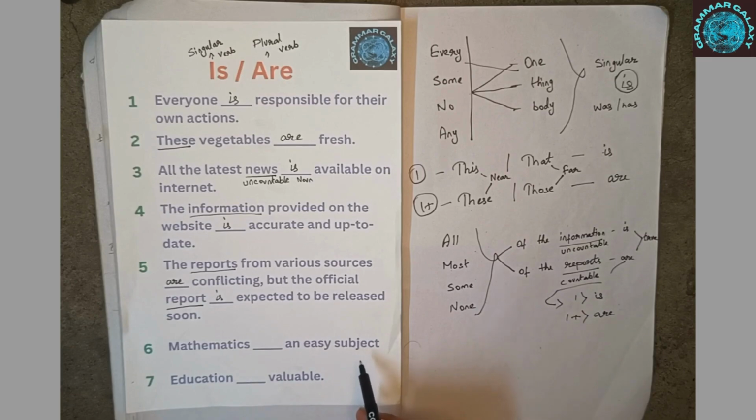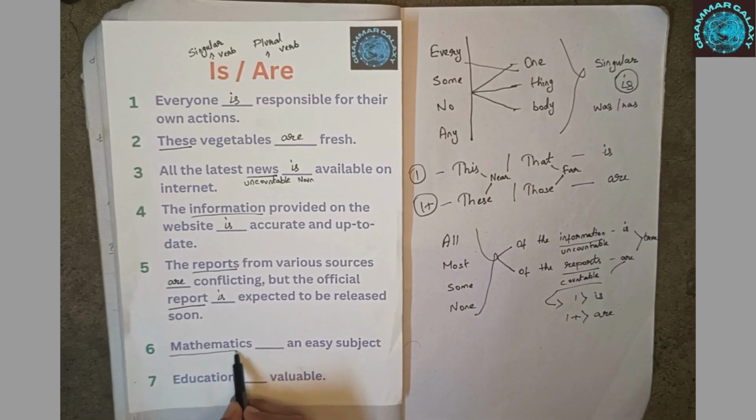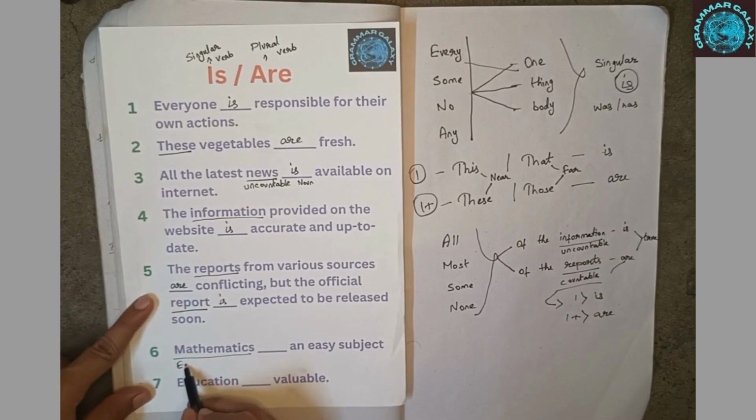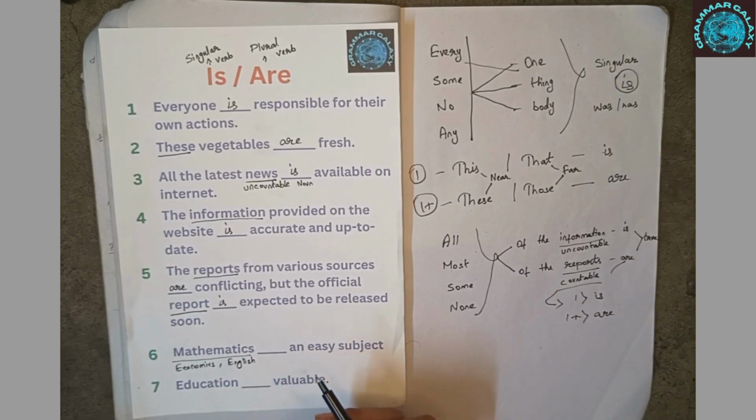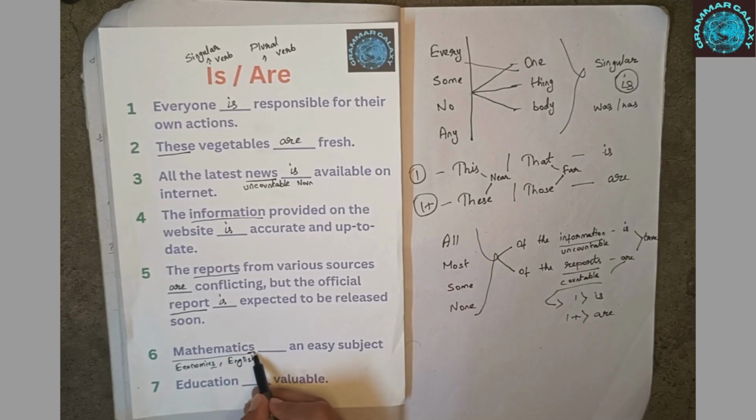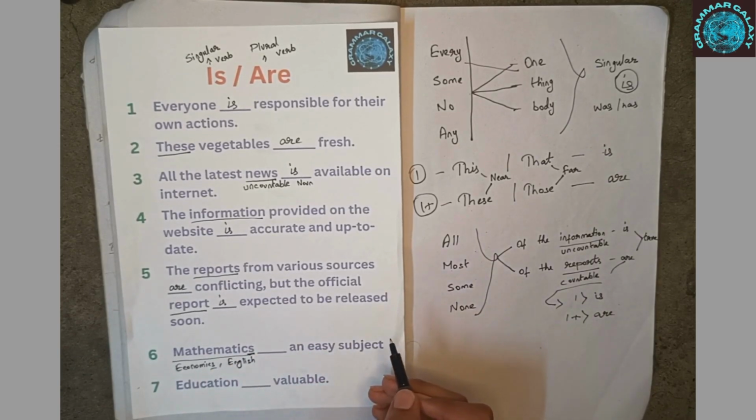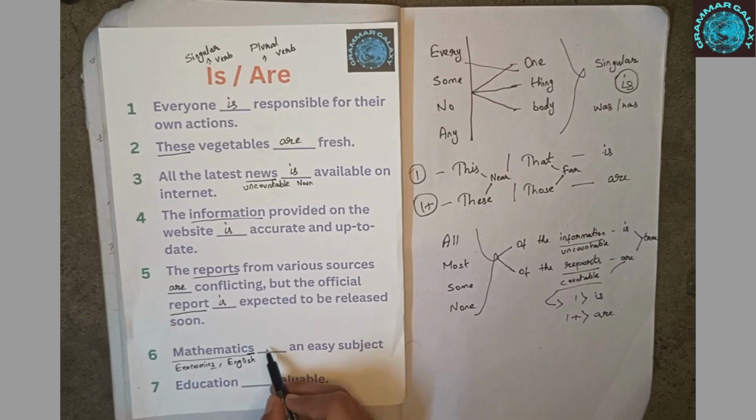Let's see these examples. Mathematics dash an easy subject. Now remember guys, whenever you have mathematics, economics, English, science, all the subjects are considered as a single entity. Therefore it is a singular noun. Even though they have s at the end, we will still say math is easy. We use the singular verb.